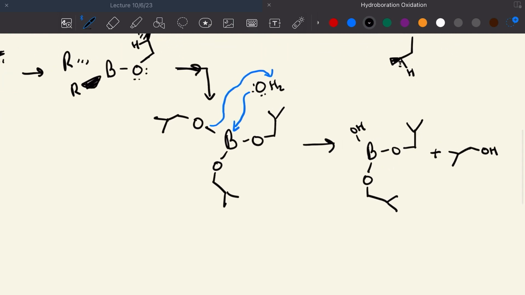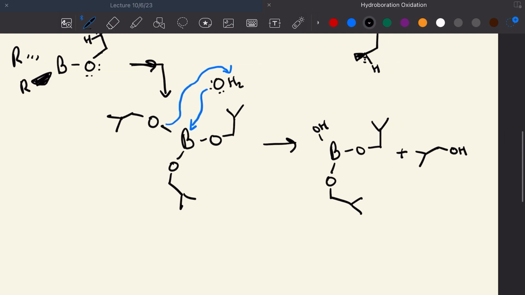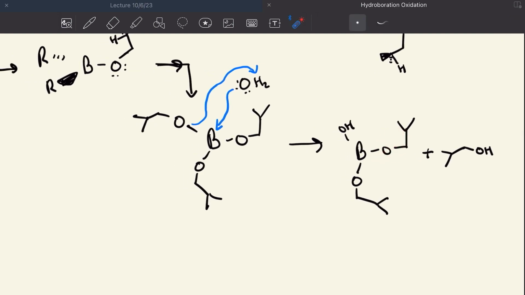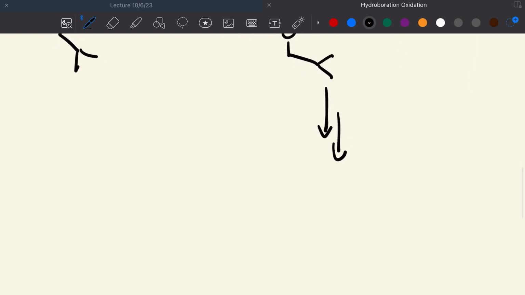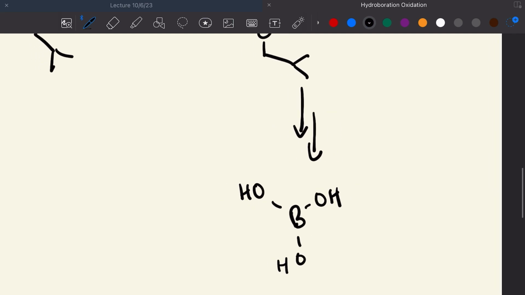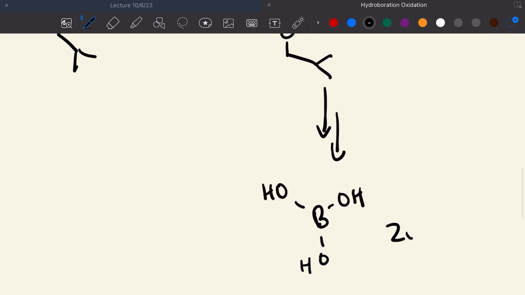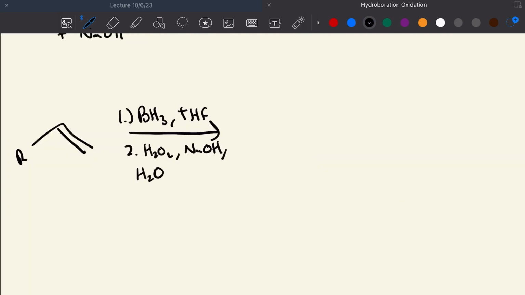So as you imagine, more water can react with these other groups here, and you'll form this over here. So you have this boron that has all these hydroxyl groups attached to it, and then you'll have 3 of these alcohols.